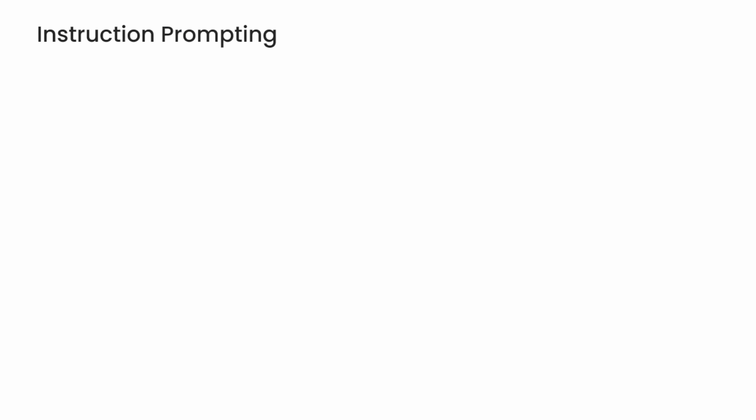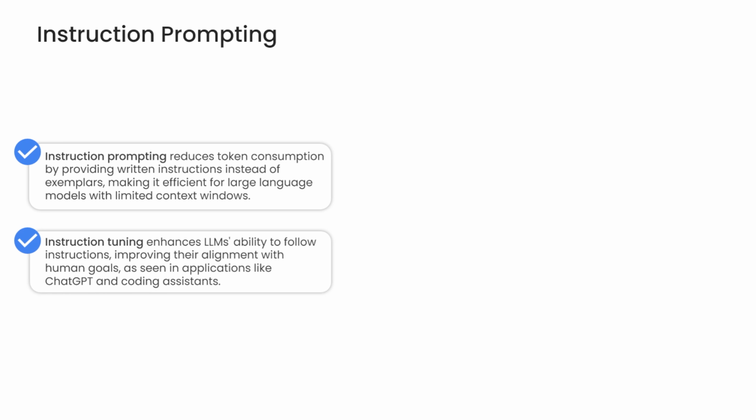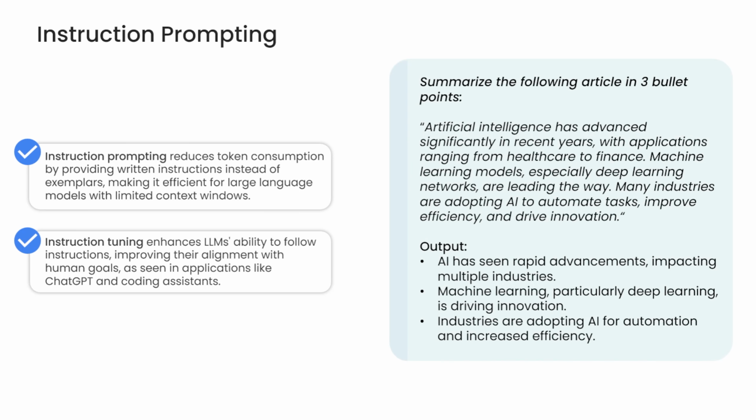Instruction prompting reduces token consumption by providing written instructions instead of exemplars, making it efficient for large language models with limited context windows. Instruction tuning enhances an LLM's ability to follow instructions, improving their alignment with human goals, seen in applications like ChatGPT and coding assistants.